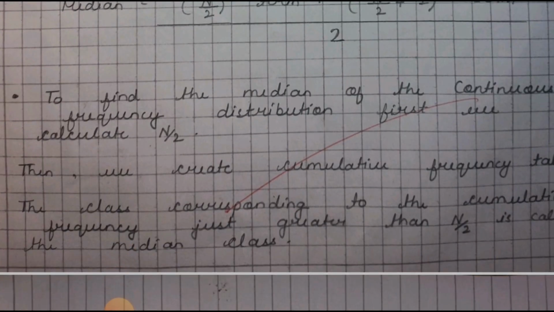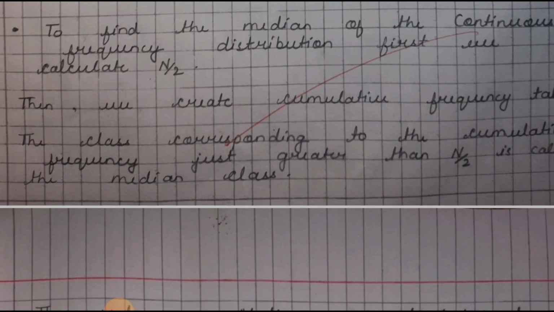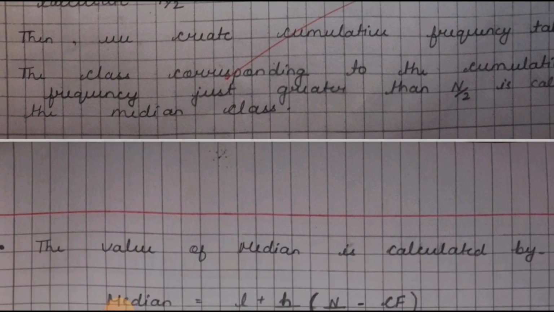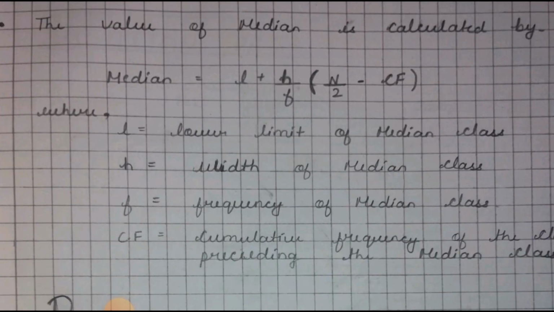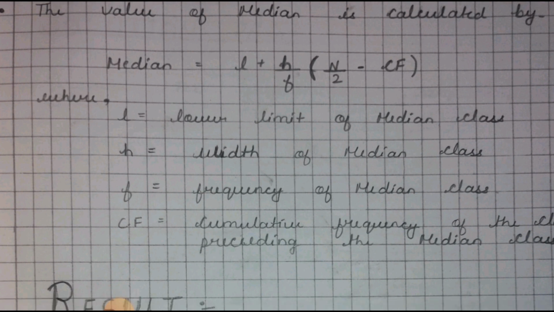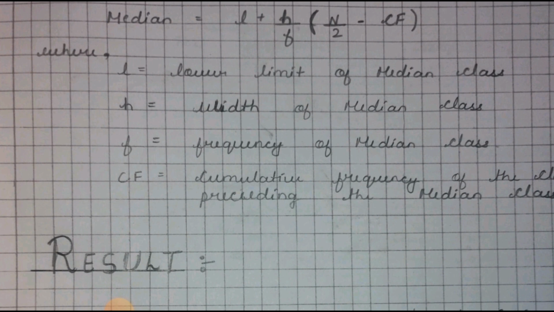To find the median of the continuous frequency distribution, first we calculate n by 2. Then we create cumulative frequency table. Value of median is calculated by median is equal to L plus H by F bracket open capital N by 2 minus CF, where CF means cumulative frequency, L is equal to lower limit of median class, H is equal to width of median class, F is equal to frequency of median class, CF is equal to cumulative frequency of the class preceding the median class.